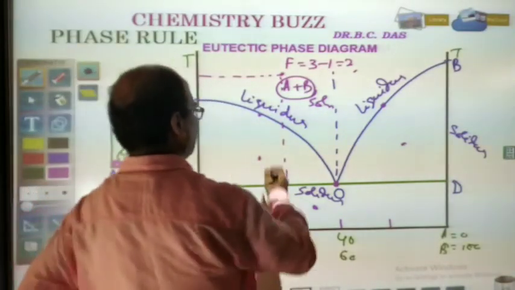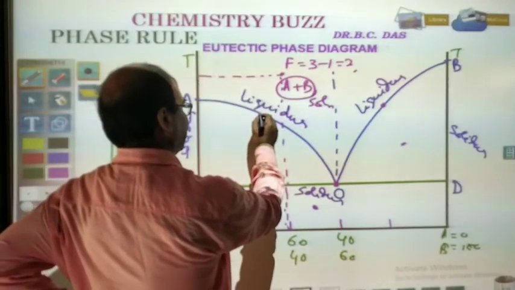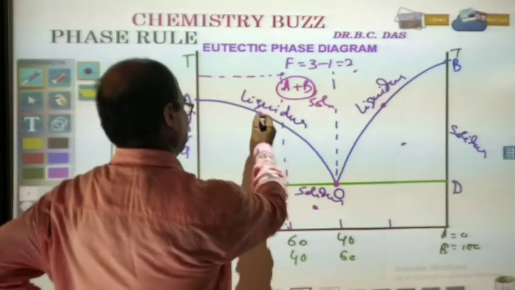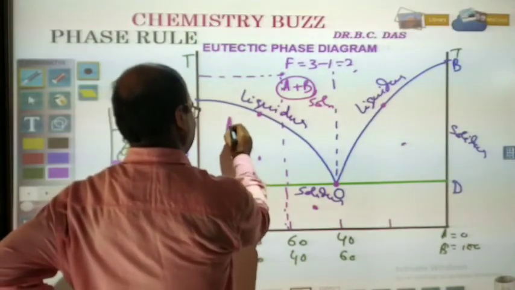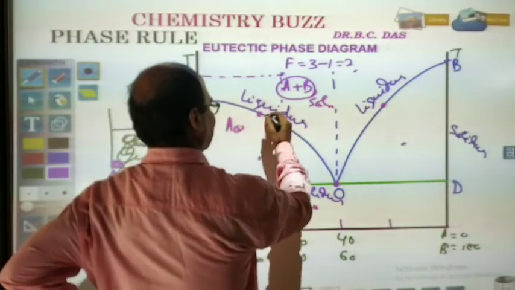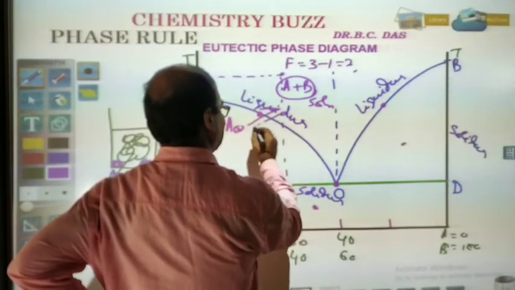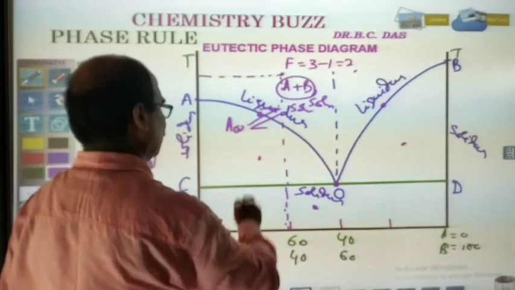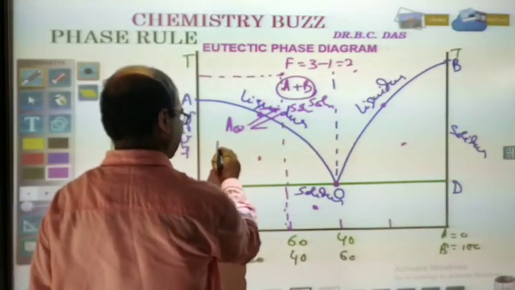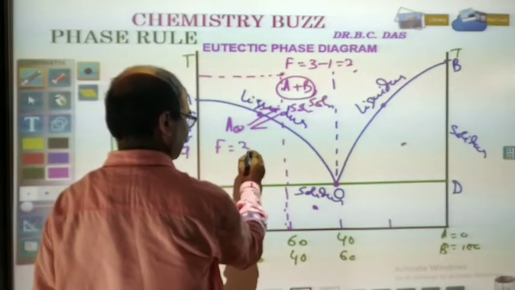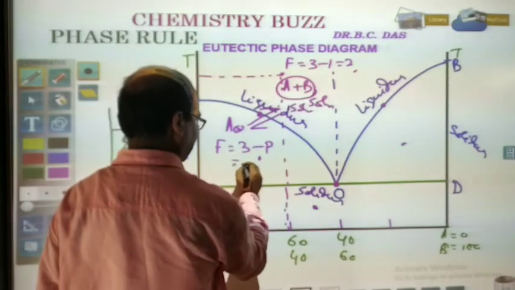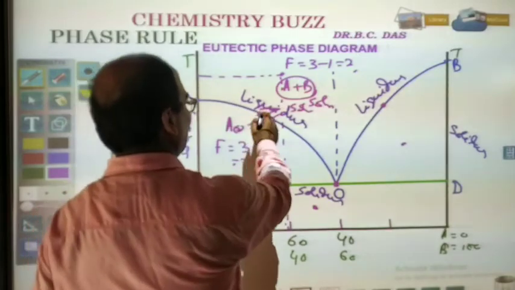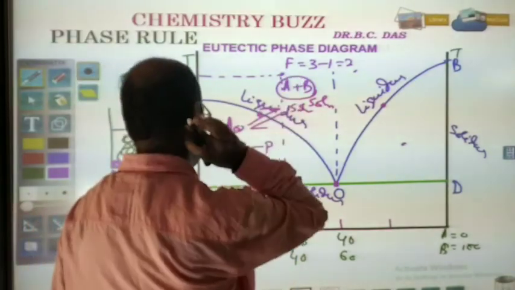Again, if we take a point here, this is a point where there is a solid in equilibrium with the solution of A and B. So there are two phases, and F is equal to 3 minus P, that is 3 minus 2, equal to 1. So this is monovariant and this is bivariant.